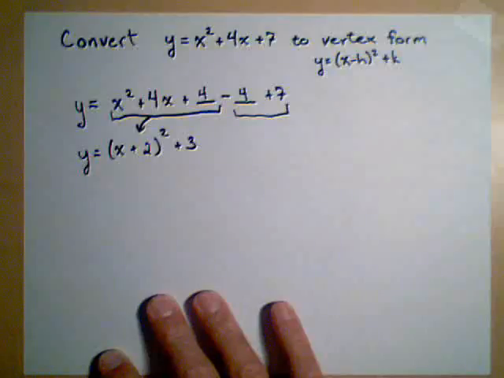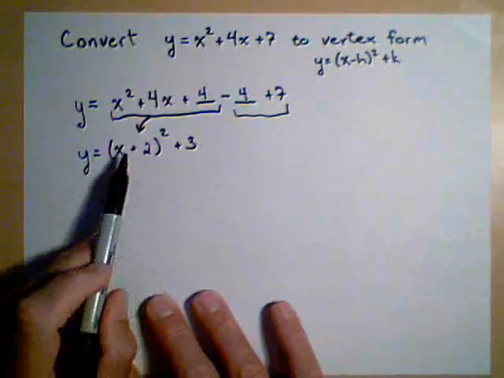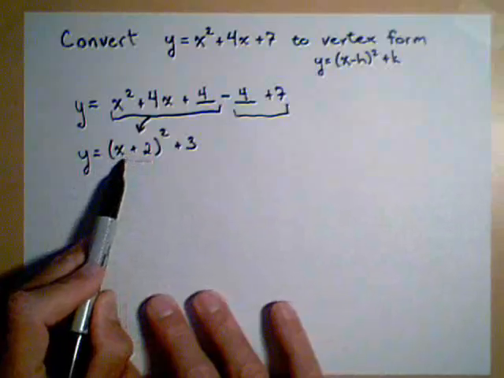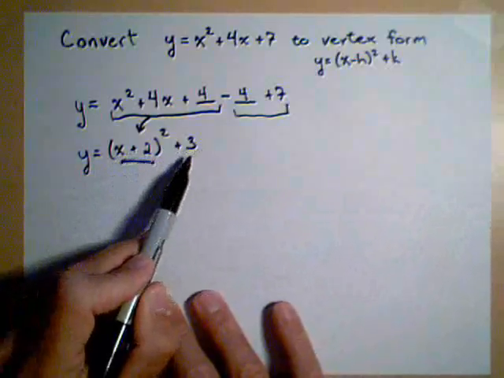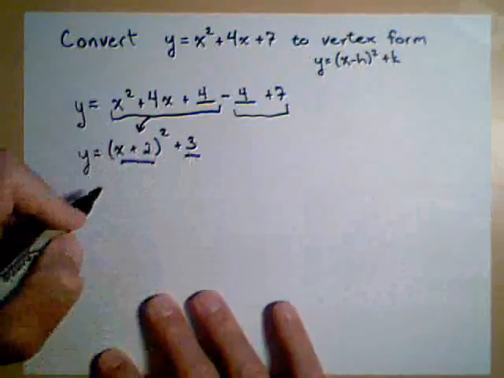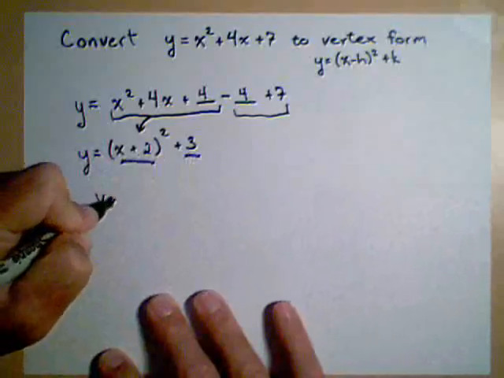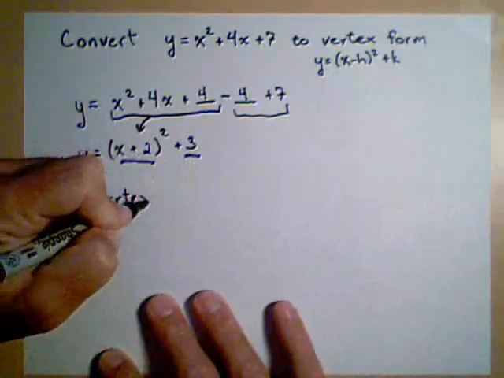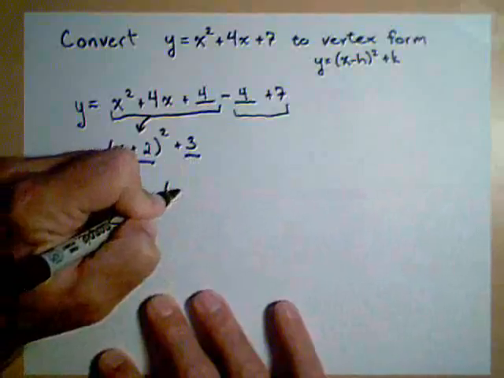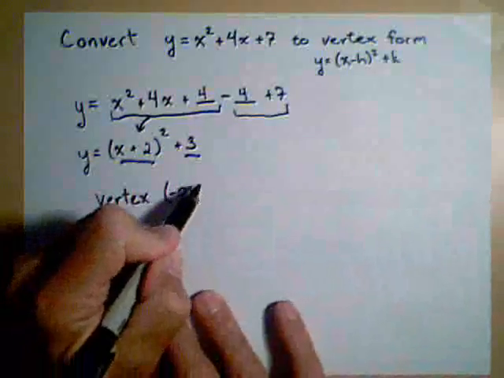We can now look at this as a shift of the graph of y equals x squared. What's nice about that is it makes it easy to identify the vertex because it's shifted left 2 because of this here and shifted up 3. So we know that this quadratic will have a vertex at the point negative 2, 3.